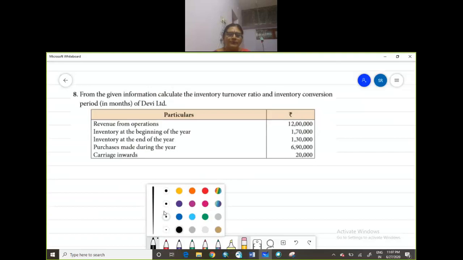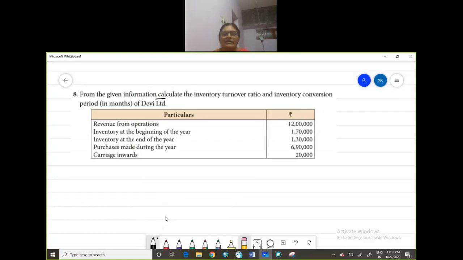Now we will go to our exercise problem. Fine. Now exercise problem, you have here exercise problem number 8. Just read the problem. From the given information, calculate inventory turnover ratio and inventory conversion period. Now, what is your inventory conversion period in months? You're supposed to calculate it in months of Devi Limited.